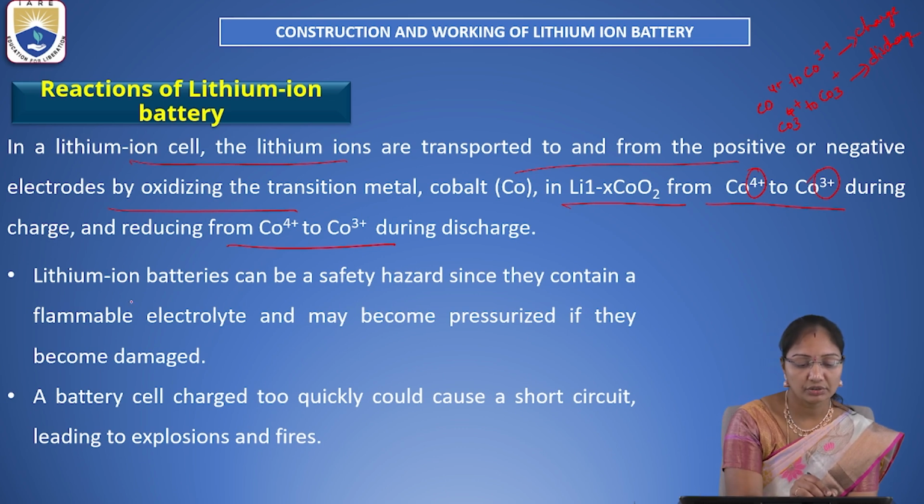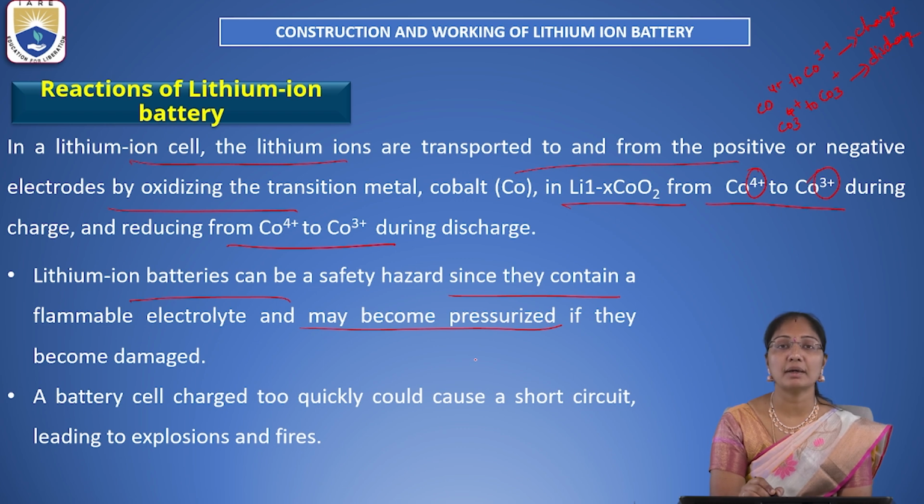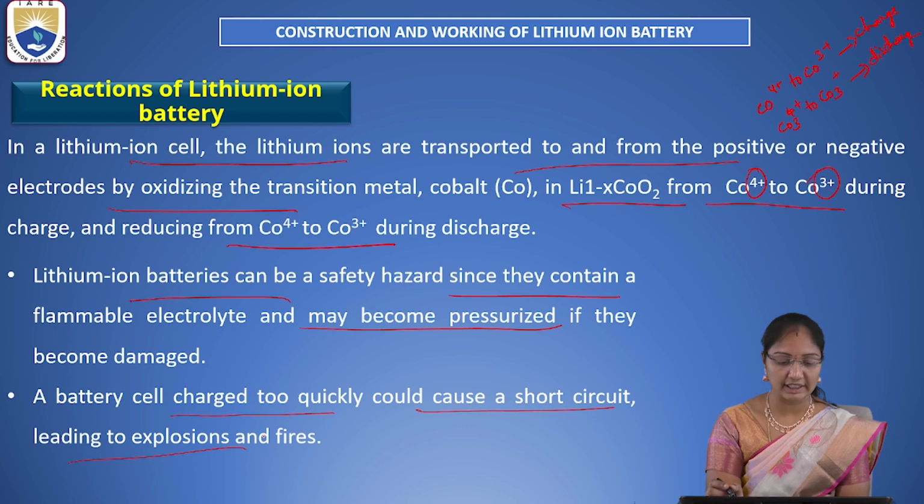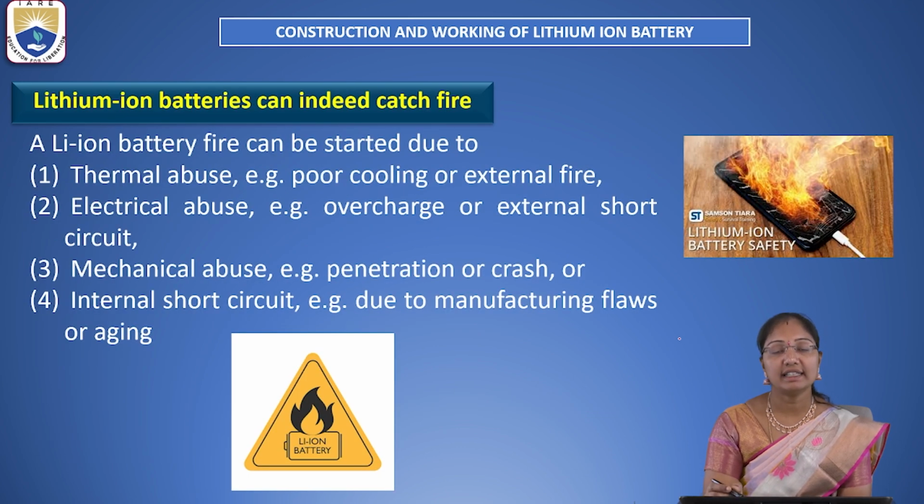Here it is oxidizing in one process, and again reducing in the discharge process. So lithium ion batteries can be a safety hazard since they contain a flammable electrolyte called LiPF6, which is lithium hexafluorophosphate, and may become pressurized if they become damaged or some sort of pressure is applied on them. A battery cell charged too quickly could also cause a short circuit leading to explosion and fire hazards. So these lithium ion batteries can indeed catch fire.